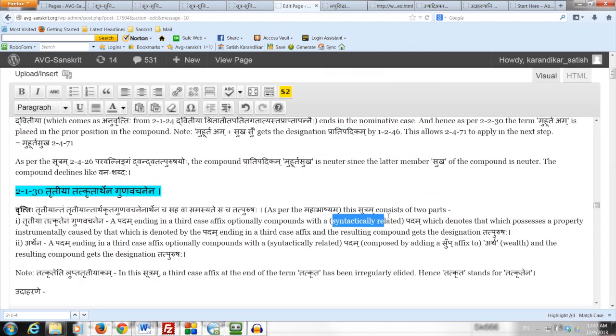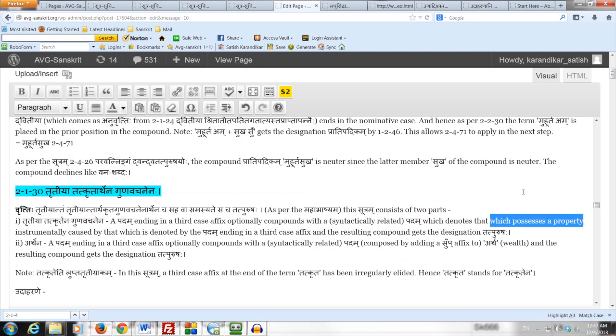Now, this word gunavachanaha is also a tricky word. The way it is described is gunam uktavan iti gunavachanaha, that which described a property, which previously described a property, but now it describes the thing which has the property. So now it's a dravyavachakaha.